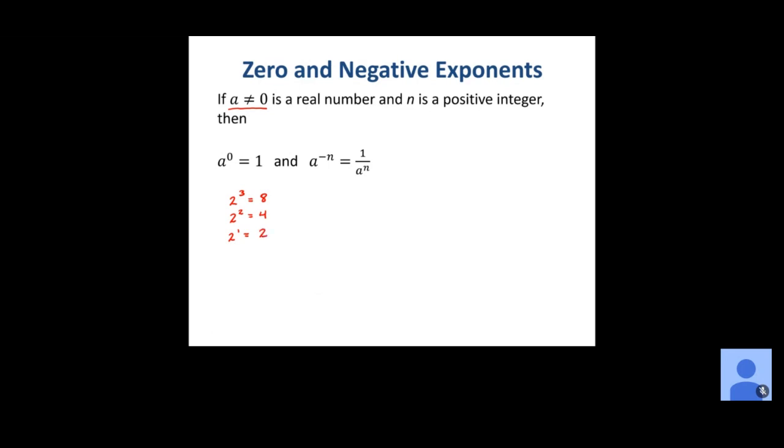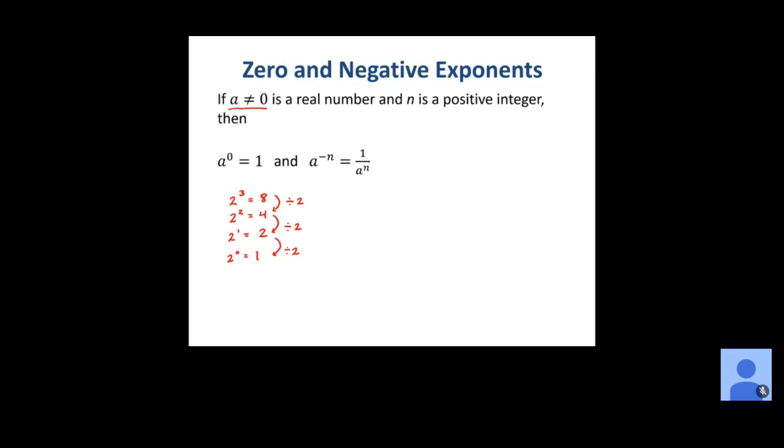2. So what I want you to look at now is the pattern that's going on between each of these values. How am I going from 8 to 4 and then from 4 to 2? Dividing by 2 each time, right? So the step to get from here to here, this is division by 2. The step to get from here to here, I'm dividing by 2. So now if I want to go to 2 to the 0 power, I'm going to do that step again. I'm going to divide by 2. And what is 2 divided by 2? 1, right? So that's why 2 to the 0 power is 1.